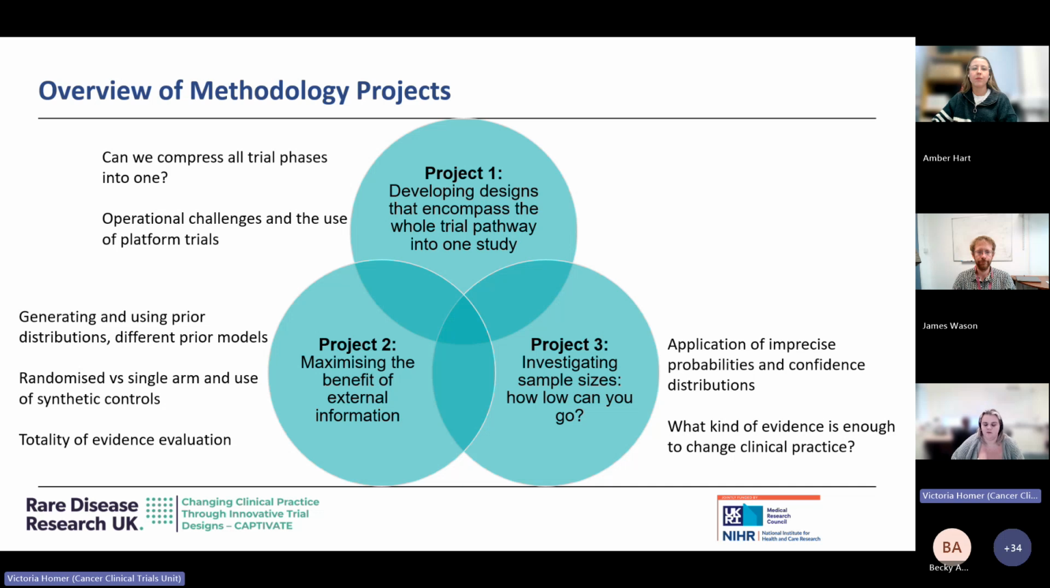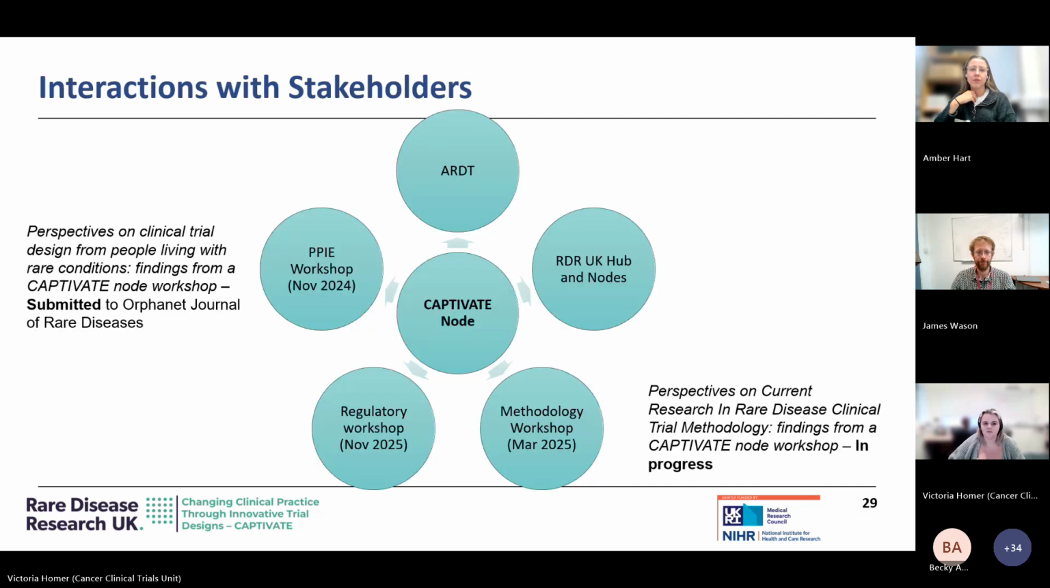So we're talking about the regulatory side of it, as well as the reimbursement side of it, as well as whether the community is happy if we say a treatment works off not very many patients. One of the ways that we're looking at this is through the ideas of imprecise probabilities and confidence distributions, a completely different way of thinking about our trial results. Crucial to all of this are the interactions with stakeholders that we're doing.